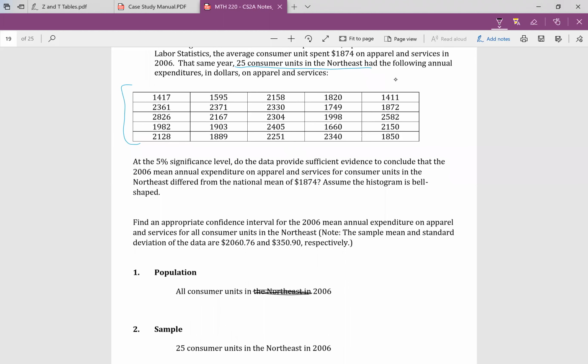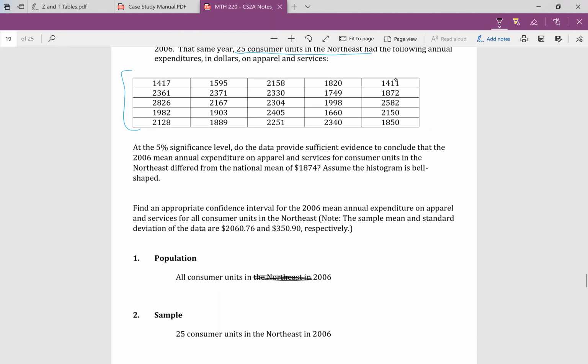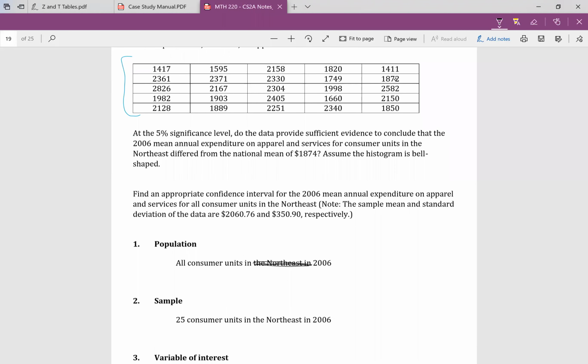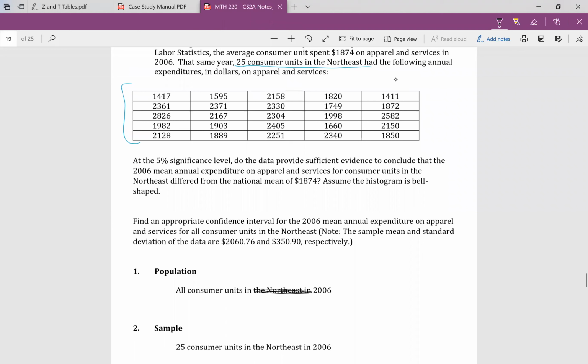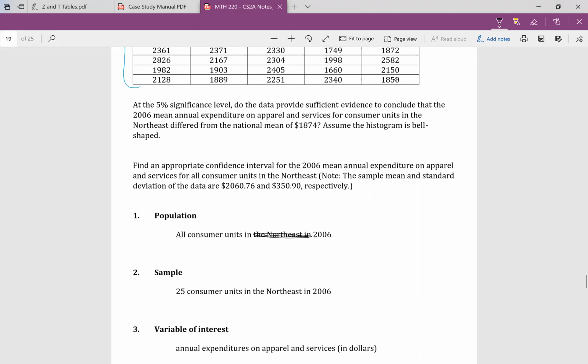The sample is going to be what we have underlined in blue here. The 25 consumer units in the Northeast, again, in 2006. We want to go ahead and specify the year. The variable of interest is going to be, well, what did I measure on those 25 consumer units? If you finish reading the sentence, the 25 consumer units in the Northeast had the following annual expenditures in dollars on apparel and services. So the variable of interest is annual expenditures on apparel and services in dollars.